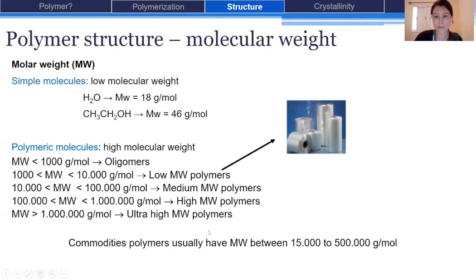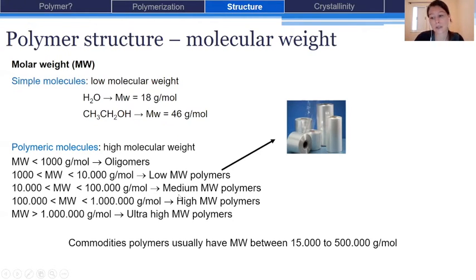So for example, films made of polyethylene are created using chains of polyethylene that have a molecular weight that is low, that is classified as a low molecular weight.